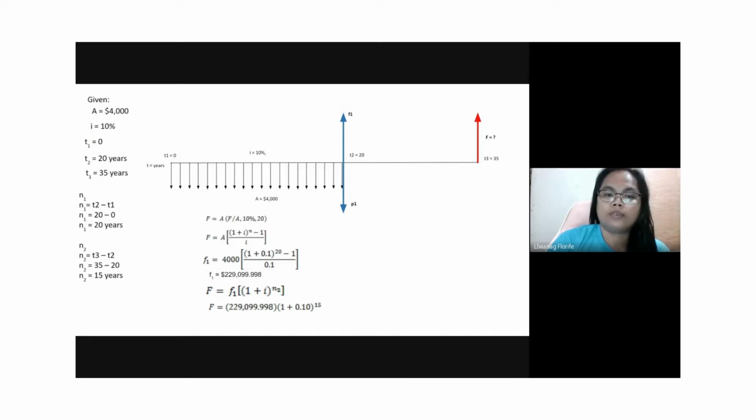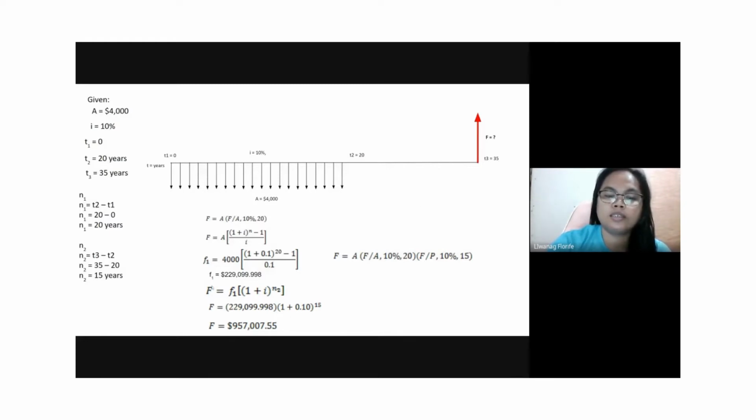So we substitute all these values into the formula. F is equal to $229,099.998 times quantity 1 plus 0.10 raised to 15. So we have F is equal to $957,007.55.